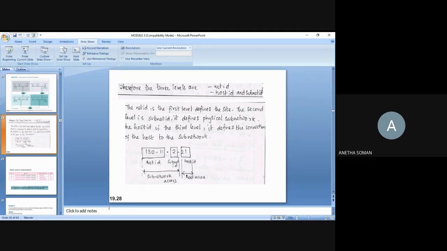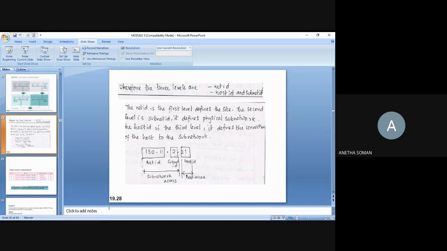If you have an IP address like 130.11.2.21, the first byte is 130. In which class does it belong? Class B. Class B, how many bytes are used for the net ID? 2 bytes. So 130.11 is considered as the net ID, the next byte is the subnetwork ID, and the last byte is the host ID. So if you are doing the subnetting process, you will have a net ID, a subnetwork ID, and then the host ID.